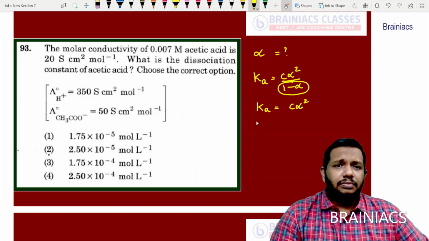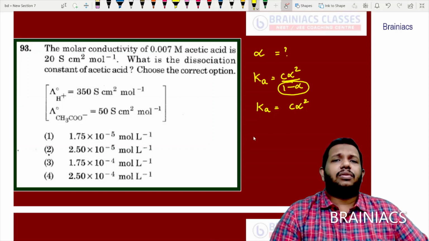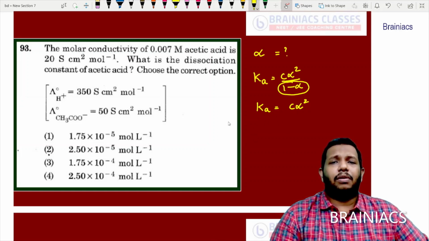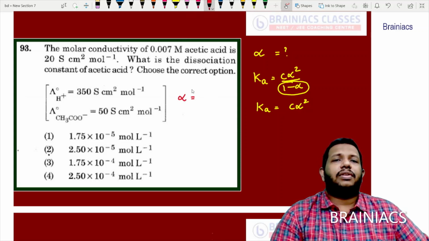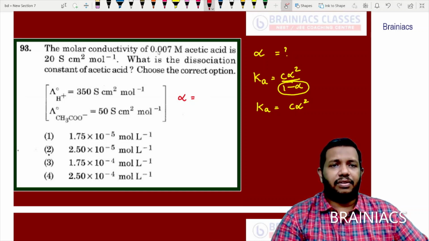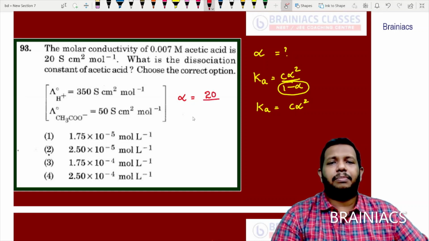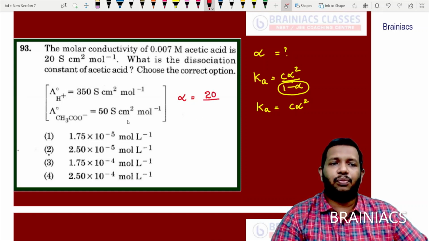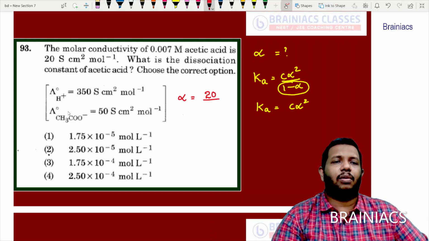Now, how can you find out alpha here? We know that alpha of this compound can be found out by the concentration. They have given the molar conductivity at a particular concentration. So we will divide the molar conductivity at a particular concentration by molar conductivity at infinite dilution. For calculating that, they have given the lambda 0 of both these ions.